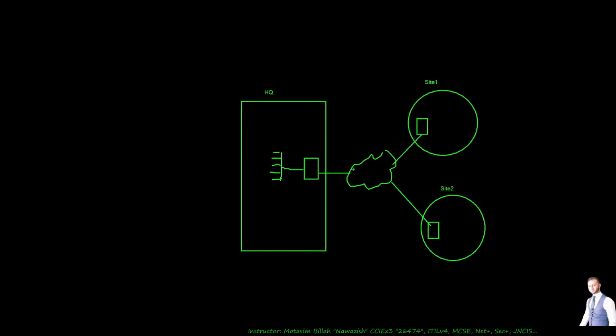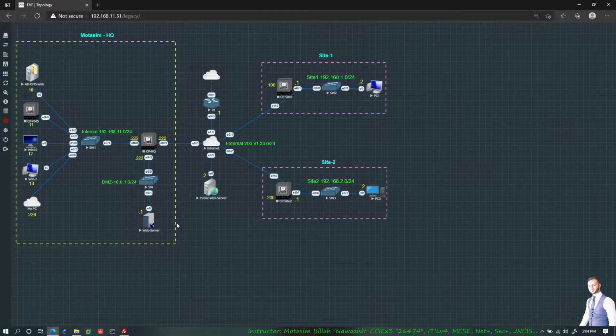The next one, we will do URL filtering. We will block certain URLs or categories according to the company policy. So that's the plan for today's training session. I have my topology up and running.